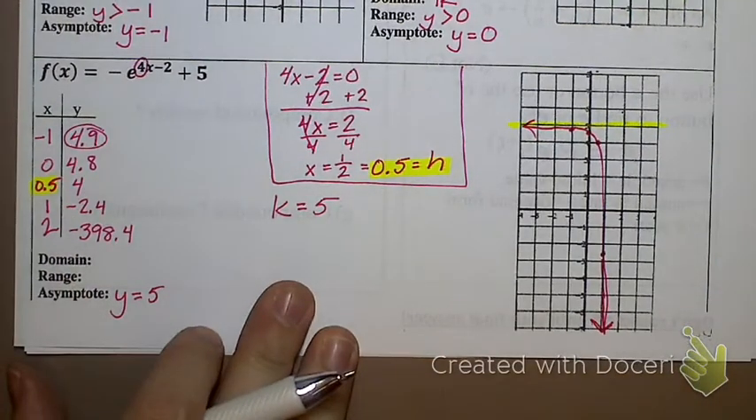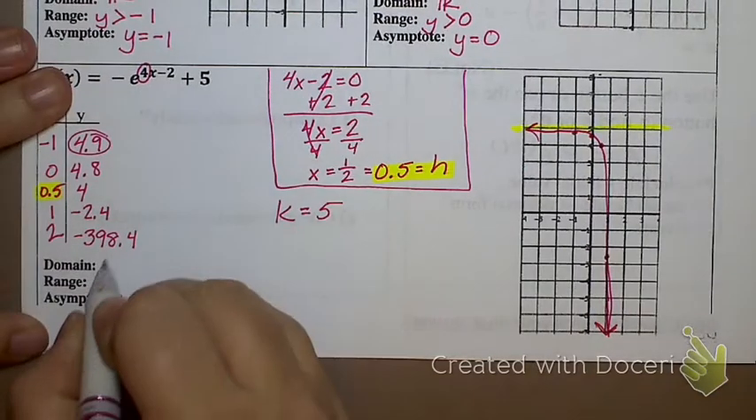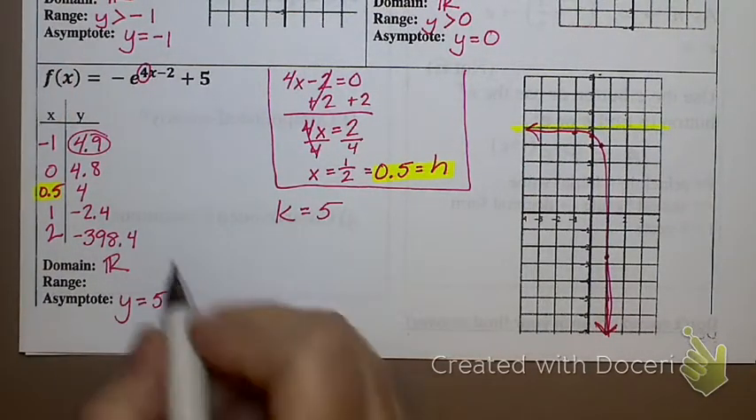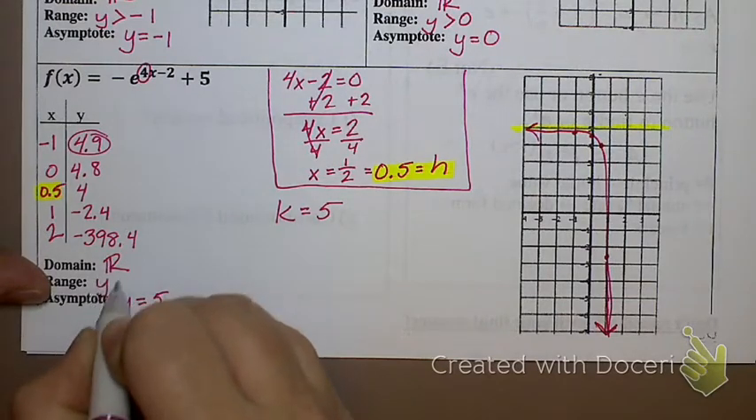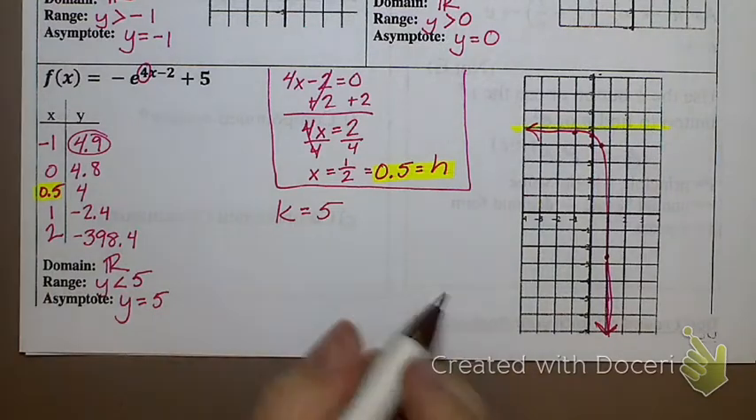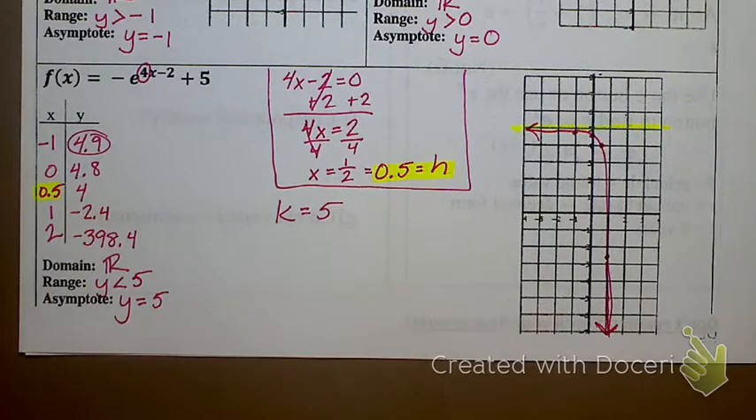Okay, what's my domain? And my range? Y is less than 5. And we're good. Yes, question?